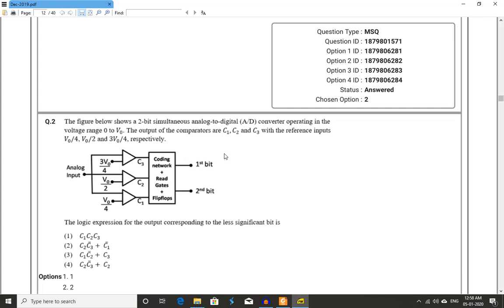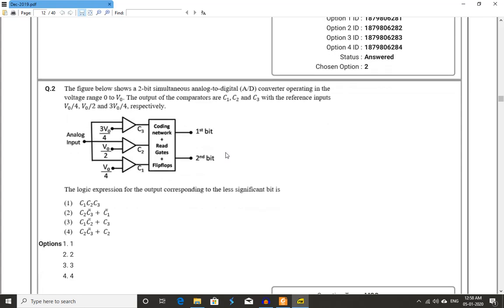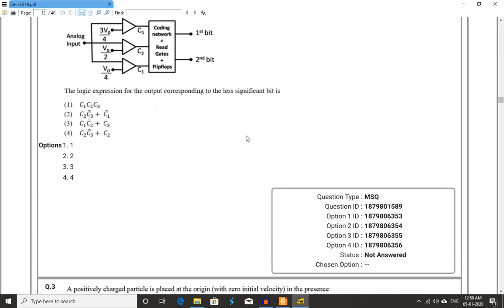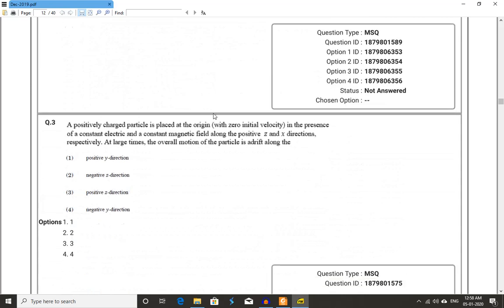This is electronics, a little bit out of my own syllabus, so I don't know exactly what the answer will be. So I will skip that question.